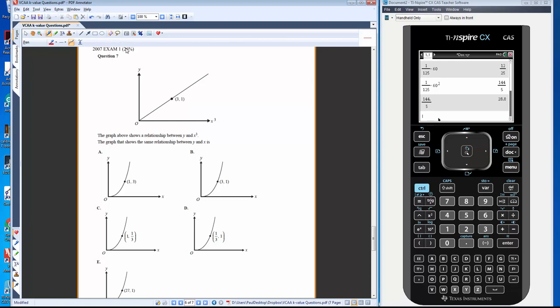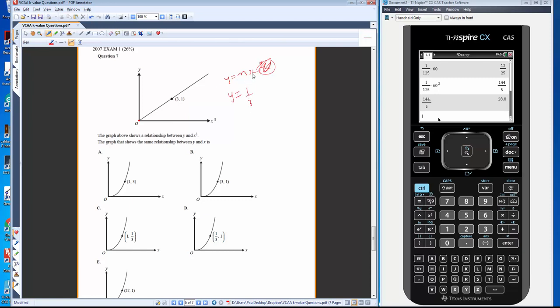Alright, question 7. This is hard. Only a quarter of the state got this one. The graph above shows a relationship between y and x cubed. The graph that shows the same relationship is one of these. So for this one, let's take the same approach we've been using with these straight lines, which is working out the equation. y equals mx plus c. There's no y-intercept, so it's just mx. What we're going to do is work out the change in y values, which is 1, over the change in x values, which is 3.